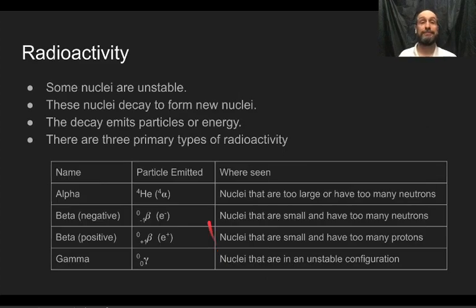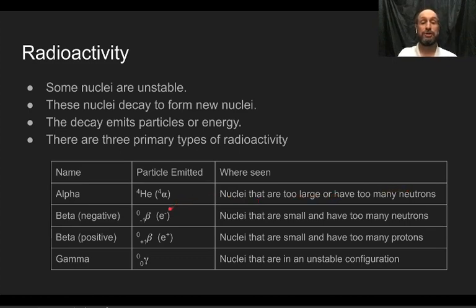Now, radioactivity. Some nuclei are unstable. These nuclei decay to form new nuclei, and the decay emits particles or energy. There are three primary types of radioactivity. The first type is alpha decay, and that alpha decay is actually a helium nucleus, which is usually denoted as 4He or 4 and this alpha symbol. And alpha decay is usually seen in nuclei that are too large or that have too many neutrons.